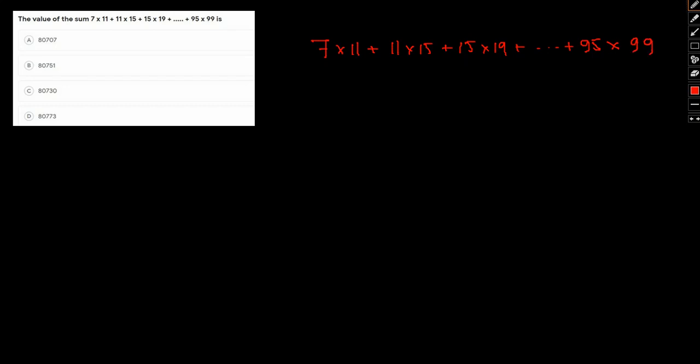Okay, so now let us try and identify how many terms we have in total. If I talk about the number of terms in this summation, you can see the term goes 7 plus 4 plus 4 plus 4, and 11 plus 4 plus 4 plus 4. This is how the entire term basically goes. Now let's try and find the number of terms.